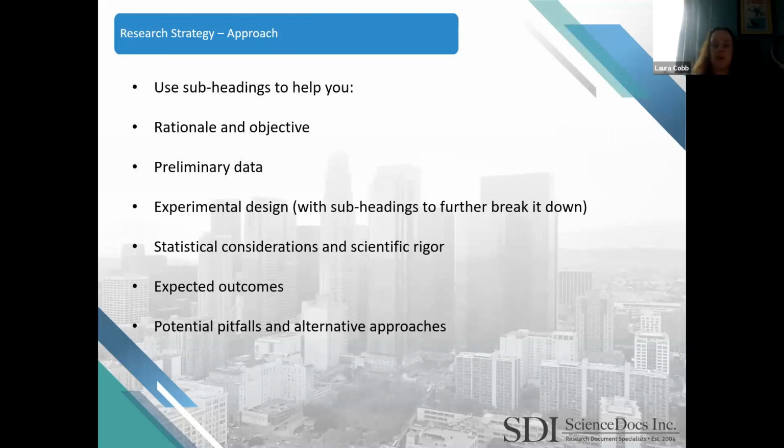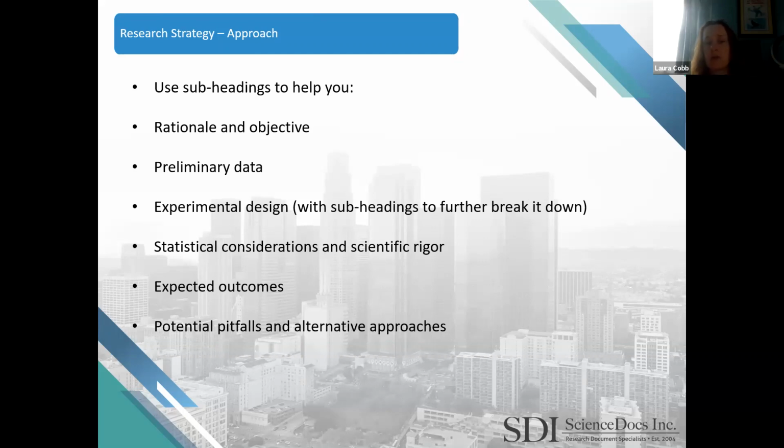So I would always start with a rationale and objective. Quite clearly, that's explaining why you're doing the aim and what you're hoping to achieve in it. I would then have a feasibility preliminary data figure. I would then go into the experimental design and again use subheadings to further break it down. When you're doing your experimental design, you generally don't need to go into a lot of detail, particularly if methods are published. You can just refer to previous publications about that.